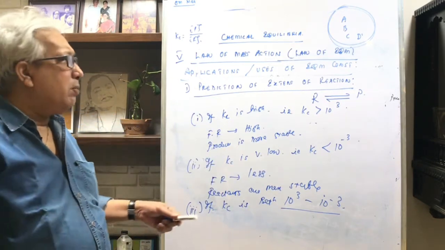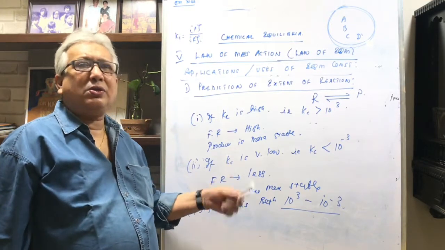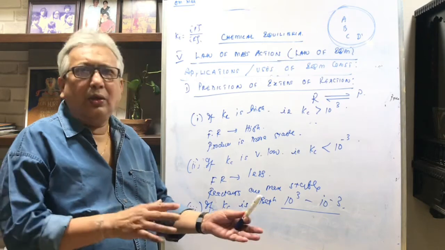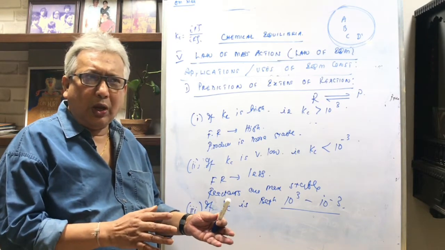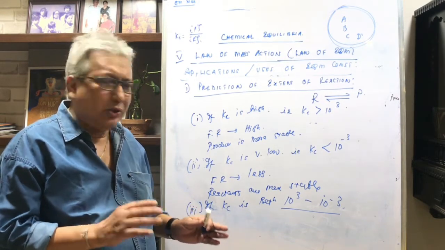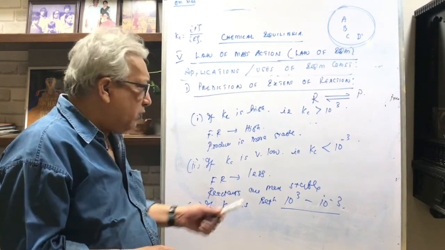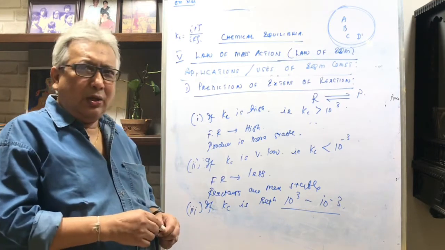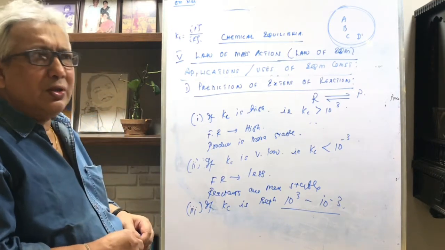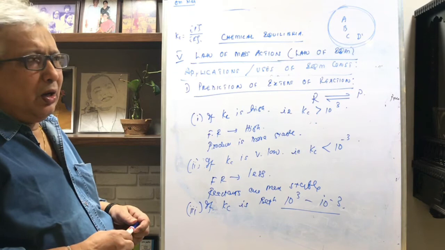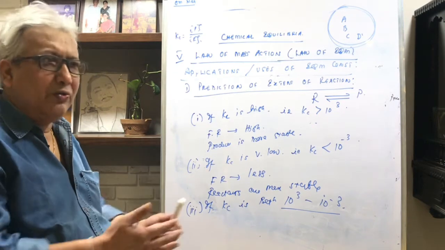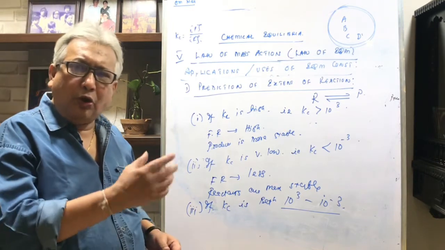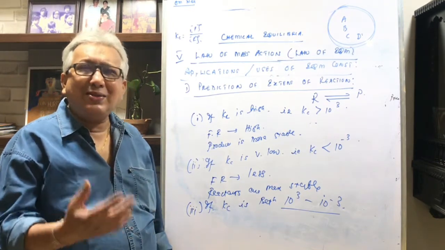That means the equilibrium concentrations of both reactants and products are quite significant. Is that clear to you? So I repeat once again, if the value of Kc is between 10 raised to 3 and 10 raised to minus 3, that is intermediate, this is an indication the reaction is proceeding in a proper way. It is truly a reversible reaction, and the equilibrium concentrations of the reactants and products are quite significant.